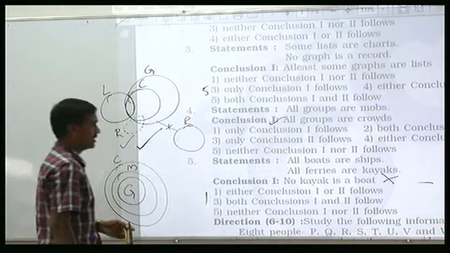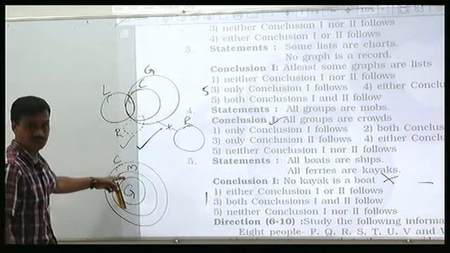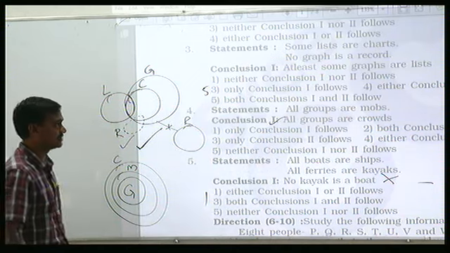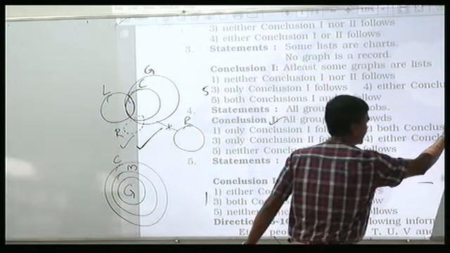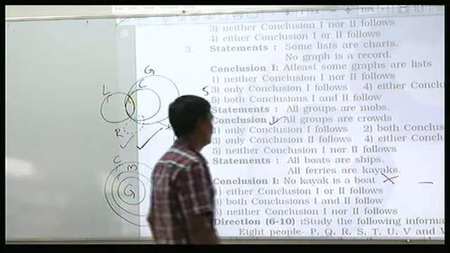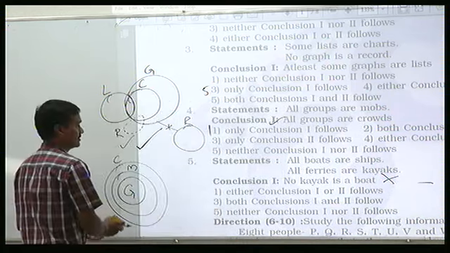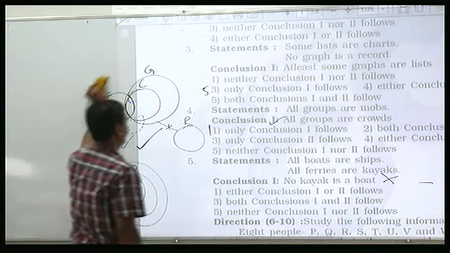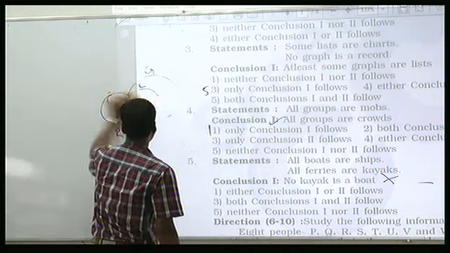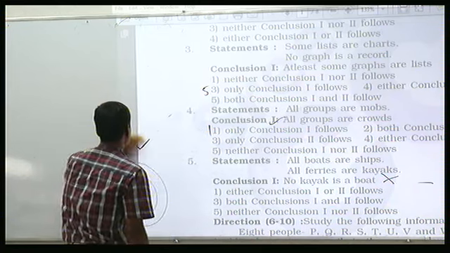And second one, all crowds are mobs. All crowds are mobs is false because only some crowds are mobs is true. Hence, only conclusion 1 follows, choice 1. And this is about question number 4, choice 1. And fifth one. Question number 5.